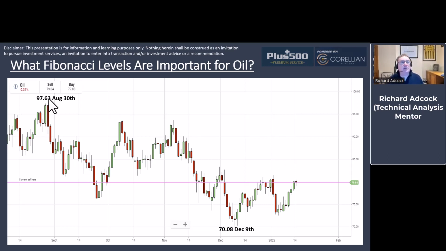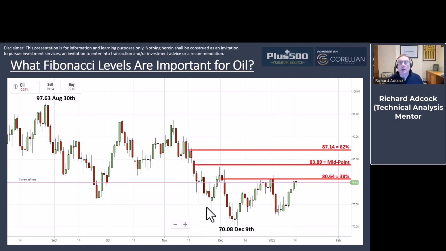So if we take as significant highs and significant lows, the August 30th high, together with the December 9th low, and run the retracement levels on this downside move, you can see that this week, 80.64, which is the 38% retracement, the first retracement point and first focus for a potential failure, or if we close above it, then the potential for a more extended move higher.